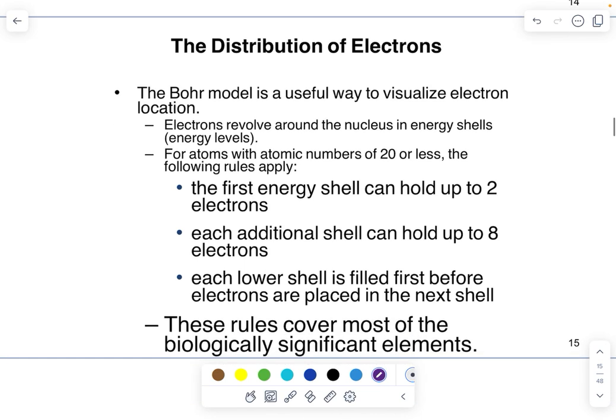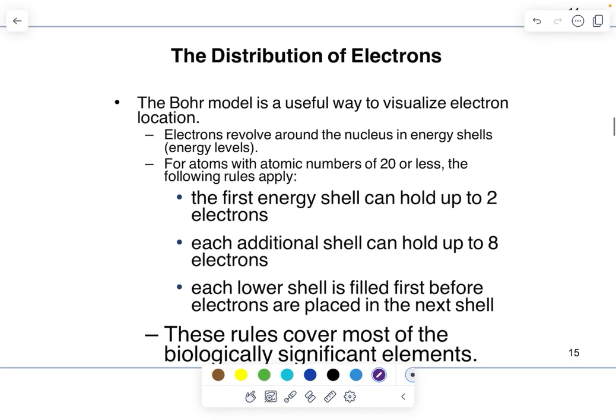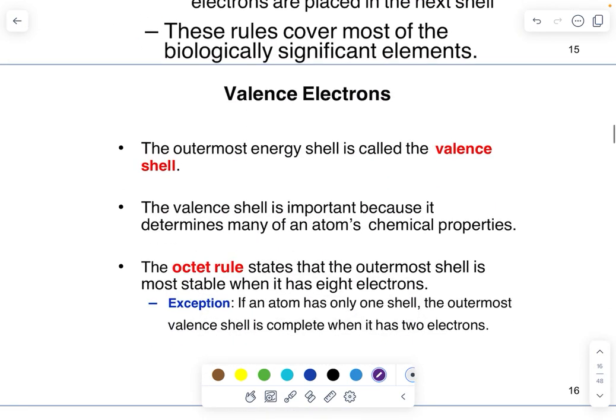Chapter 2 also talks about distribution of electrons. The Bohr model is a useful way to visualize electron location. Electrons revolve around the nucleus in energy shells. For atoms with atomic numbers of 20 or less, which is basically what we deal with in biology, the first electron shell can hold 2. The second one can hold 8, and each lower shell is filled before the next one.